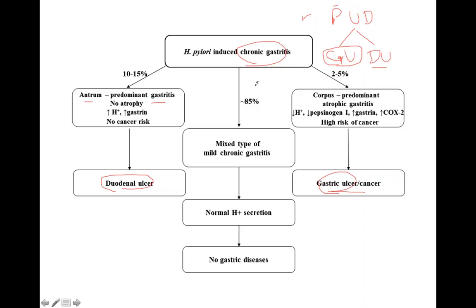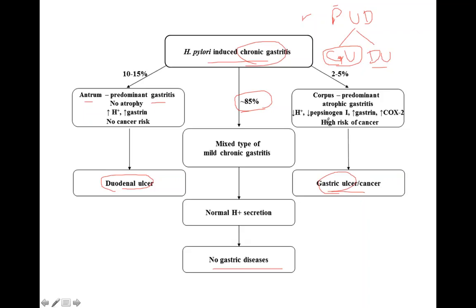This is how chronic H. pylori induced chronic gastritis can proceed. But in most of the cases, there is relief. In 85% of the cases, as you can see, there is no gastric disease. So this ulcer, duodenal or gastric ulcer, occurs in 10 to 15% of the cases. You don't have to remember 10 to 15. They will not be asking. Just remember, in most of the cases, there is relief. There is just gastritis.